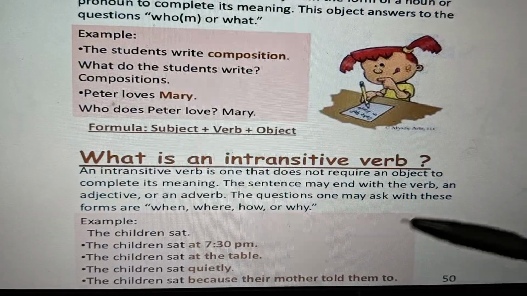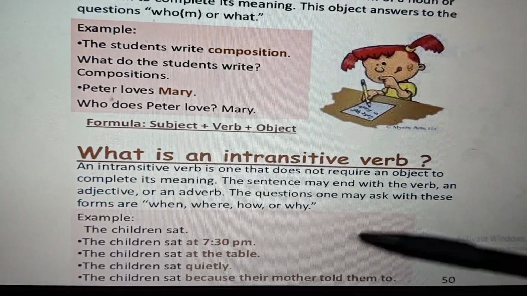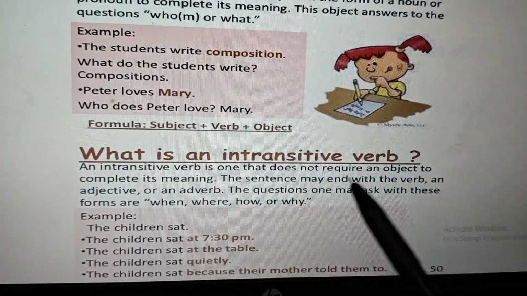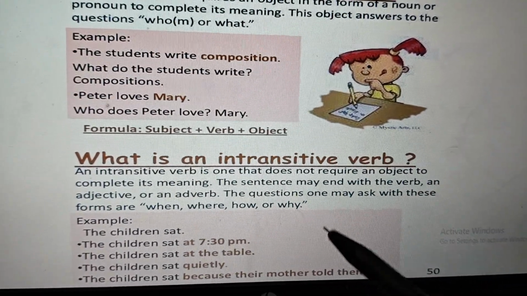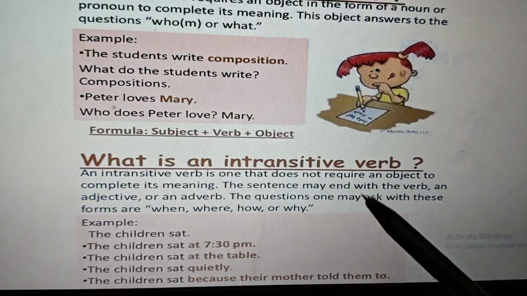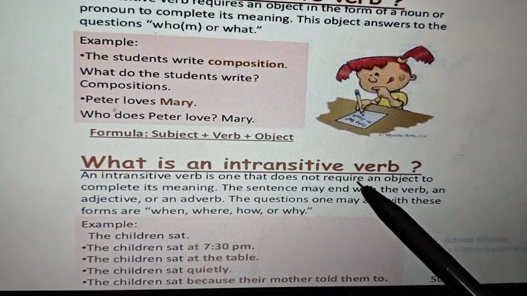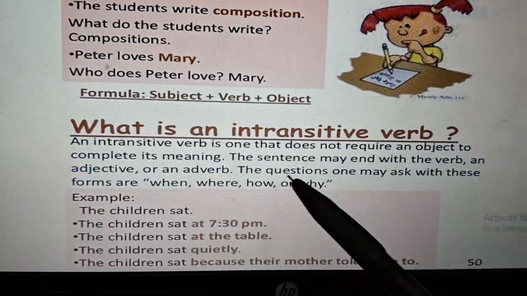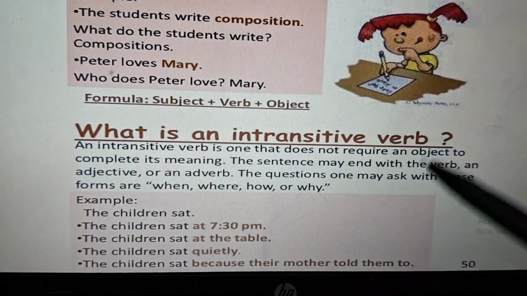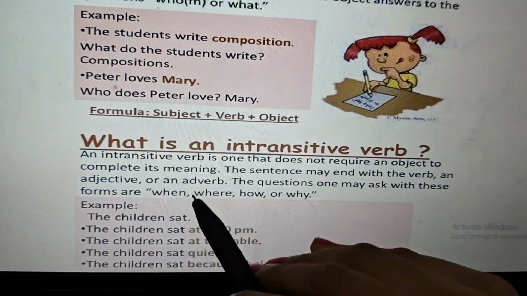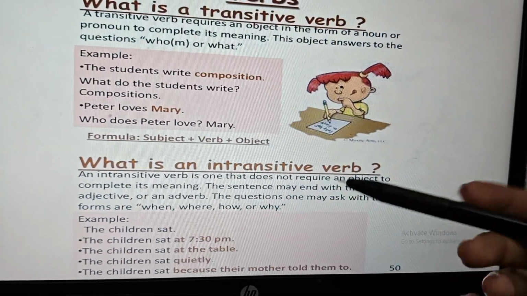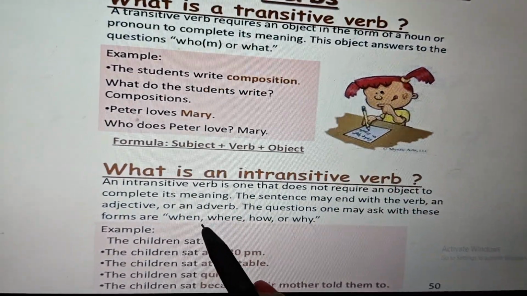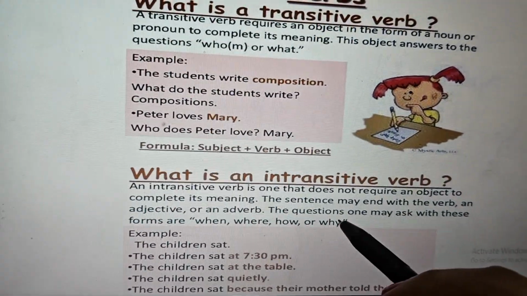Because their mother told them to. Why did the children sit? What is the reason for the sitting of the children? Because their mother told them to. So the sentence may end with either a verb, adjective or adverb. Here it only ended with an adverb, but it can also end with a verb or adjective. Next, the questions one may ask with these forms are when, where, how or why. So here you can only ask who, whom or what, but here you can ask when, where, how or why.